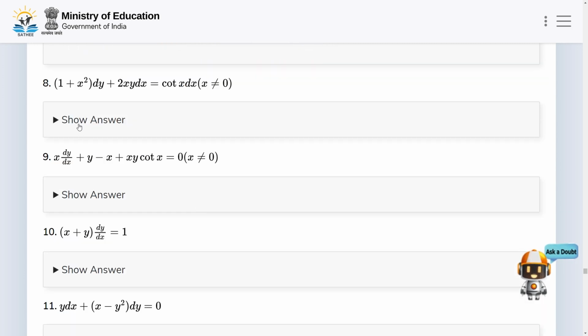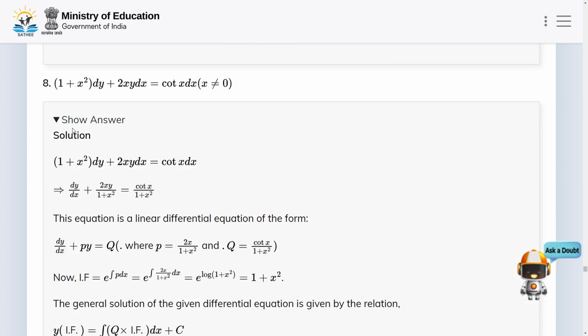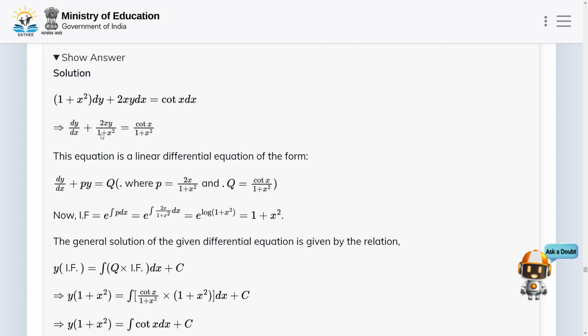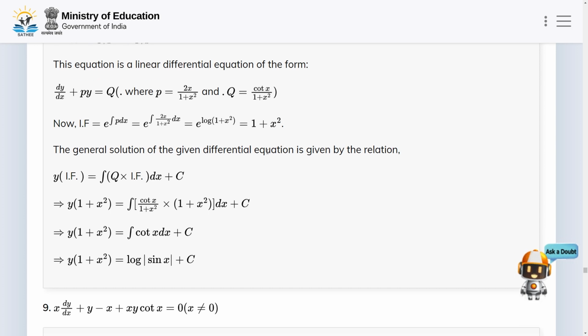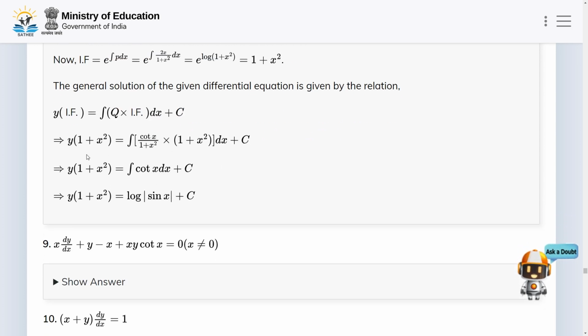Now next problem. The general or the standard form will be dy by dx plus 2xy divided by 1 plus x square is equal to cot x divided by 1 plus x square. This means p will be 2x by 1 plus x square and q will be this right hand side expression. Integrating factor will be 1 plus x square. Use this form. You will have y multiplied with (1 plus x square) is equal to integration of cot x divided by 1 plus x square, product with 1 plus x square.